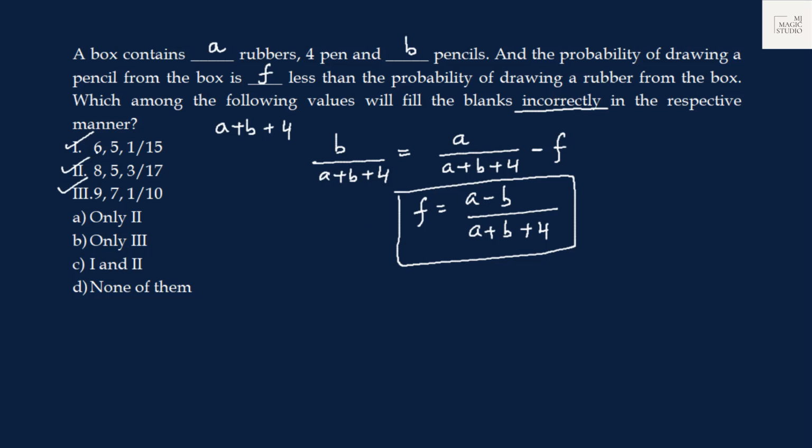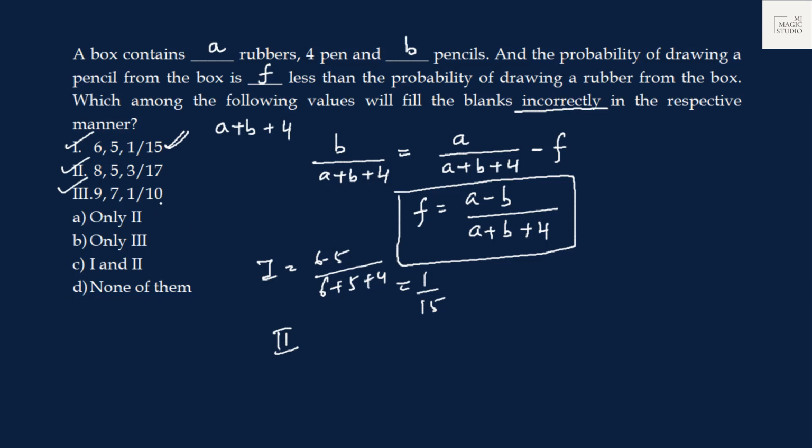If we use the first one, A is 6, B is 5. So 6 minus 5, that is 1, upon 6 plus 5 plus 4 is 15. F is 1 by 15. So if I put 1, I'll get what? 6 minus 5 upon 6 plus 5 plus 4, that is 1 by 15. And it is given 1 by 15. That means this one fits in.